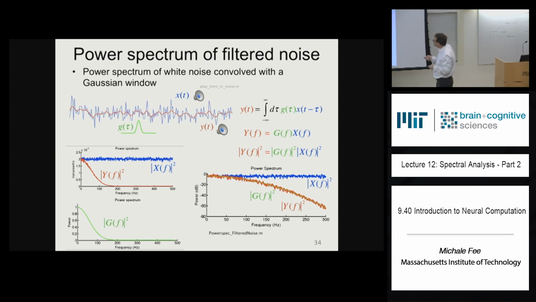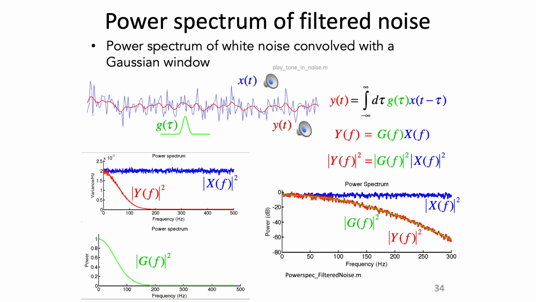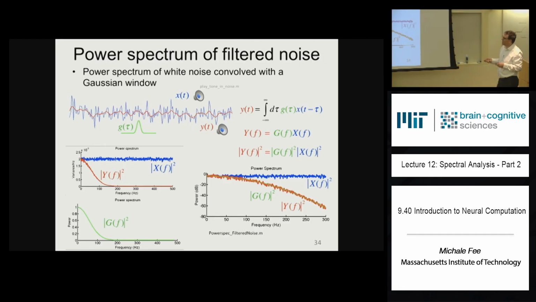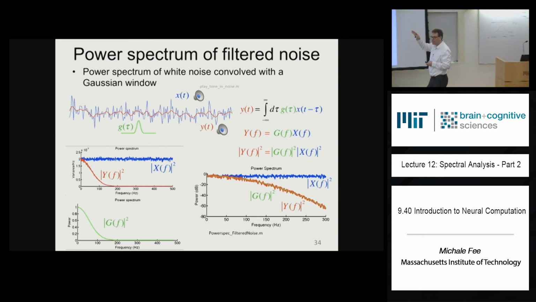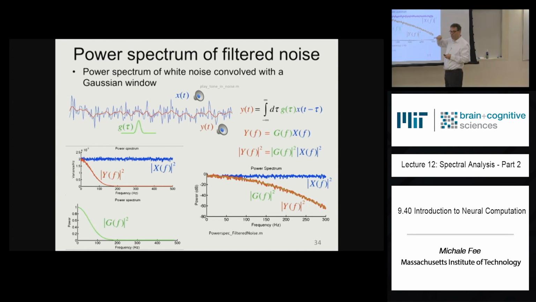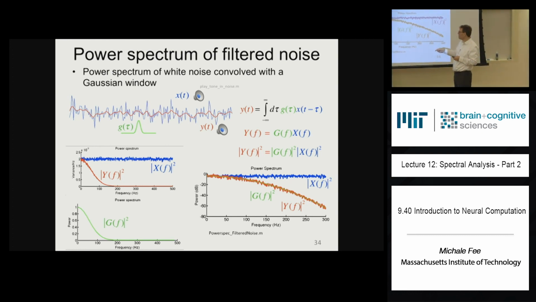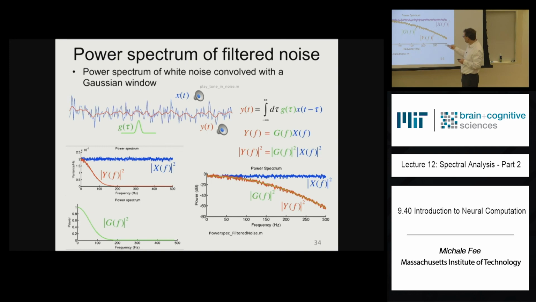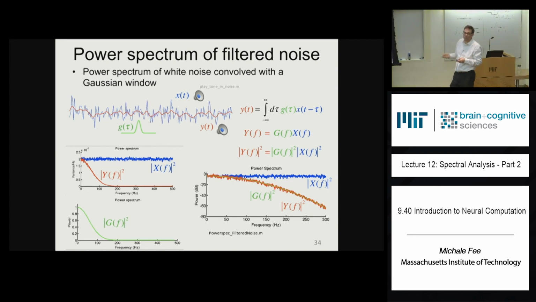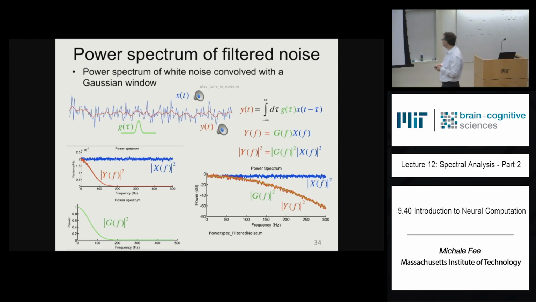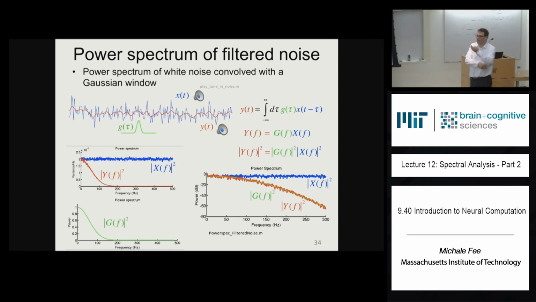If we plot this on a log plot in decibels, you can see that a Gaussian, which is e to the minus f squared, on a log plot is minus f squared, right? That's why on a log plot, this would look like an inverted parabola. Okay, so that's the same plot here, but plotted on a log scale. Okay, any questions about that?